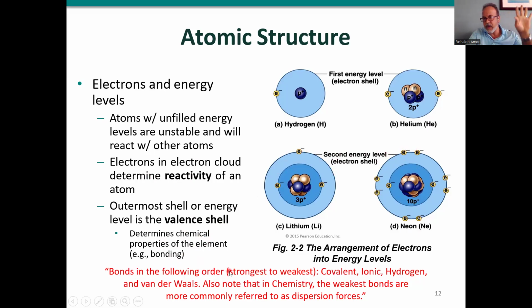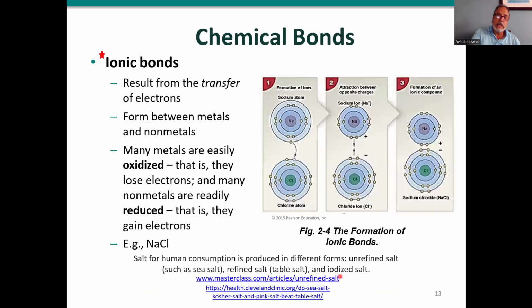Now, just something of general knowledge that you need to know is that the strongest bonds are covalent bonds. We're going to talk about bonds now. So covalent bonds are the strongest bonds, followed by ionic bonds, followed by hydrogen bonds and van der Waals, okay? So again, we're going to talk about covalent, ionic, and hydrogen bonds. Okay, covalent, the strongest chemical bonds.